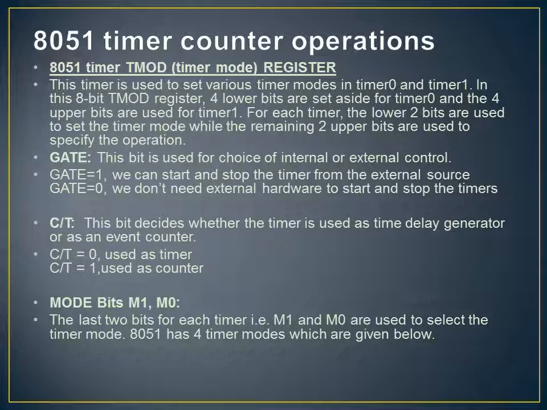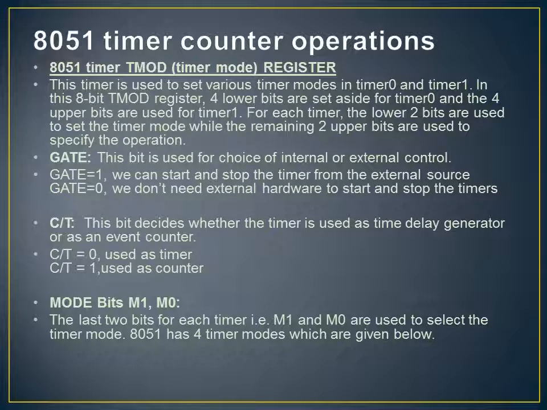In this 8-bit TMOD register, the 4 lower bits are set aside for timer 0 and the 4 upper bits are used for timer 1. For each timer, the lower 2 bits are used to set the timer mode while the 2 upper bits are used to specify the operation. Gate: this bit is used for choice of internal or external control. When gate is equal to 1, we can start and stop the timer externally. When gate is equal to 0, we don't need any external hardware to start and stop the timers.